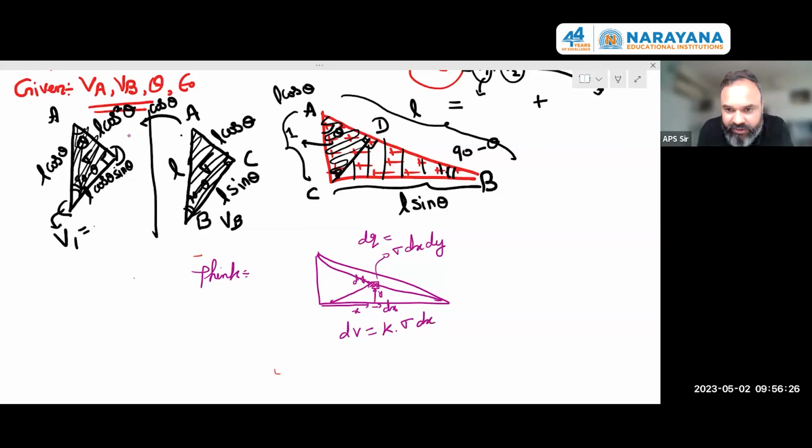dq is sigma dx dy upon the distance. And these distances will be the root of some x coordinate squared and y coordinate squared, yes, the square of their differences. Now, what I'm saying is, from this triangle to this triangle, if you multiply every side by cos theta, every x, every dx also.